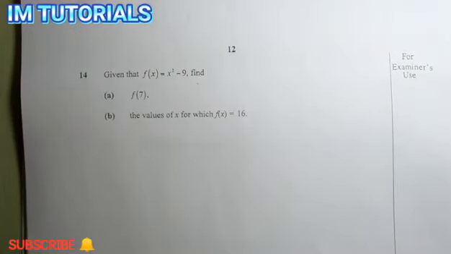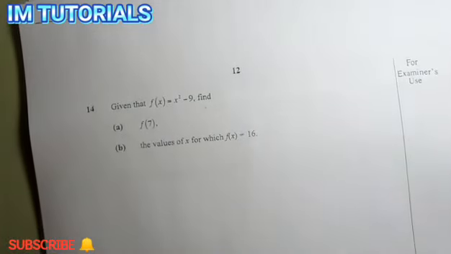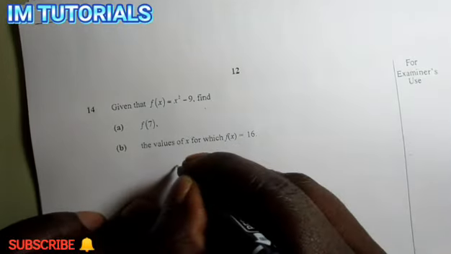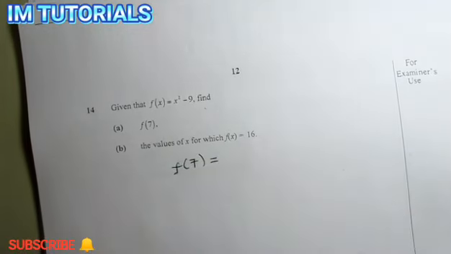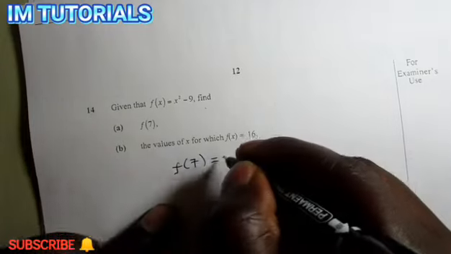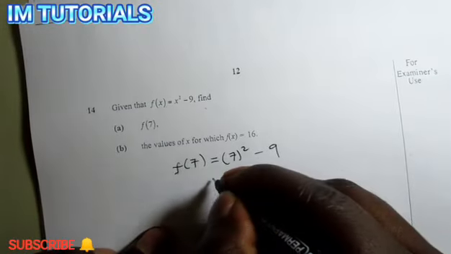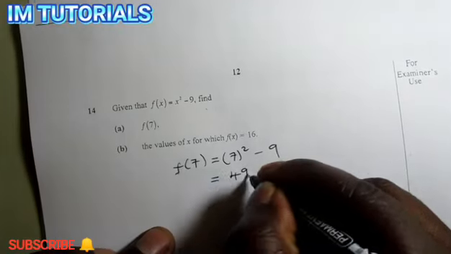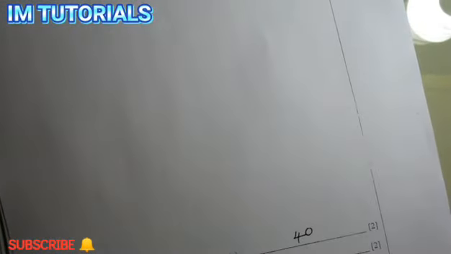Right, we are now moving on to question number 14. Given that f of x is equal to x squared minus 9, find f of 7. So this is a matter of substitution. To find f of 7, you just need to make sure that you put 7 on each and every value of x. So you get 7 squared minus 9. 7 squared is 7 times 7, which is 49. So 49 minus 9, you get yourself 40. I hope you are listening. So my answer here is 40.